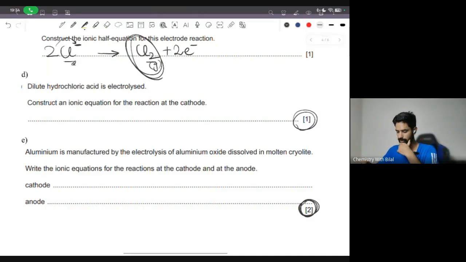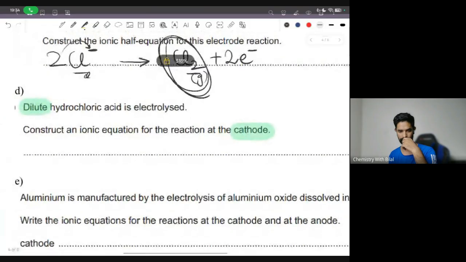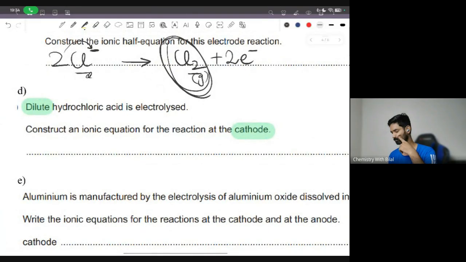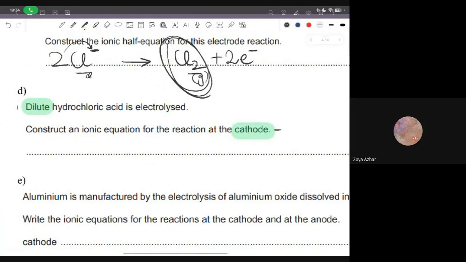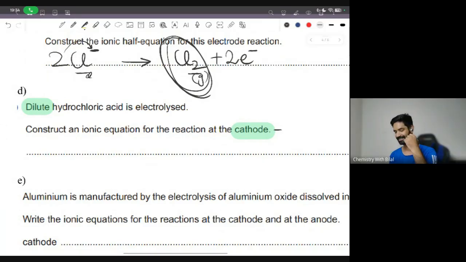So we have dilute hydrochloric acid. Again, we have dilute. Equation at the cathode. Zoya, what is the charge on the cathode? Is the cathode a positive electrode or a negative electrode? Positive? Astaghfirullah, no, negative. It is a negative electrode. It would attract the positive ions. If the solution is dilute, which positive ion would it attract? Hydrogen ions. Excellent.